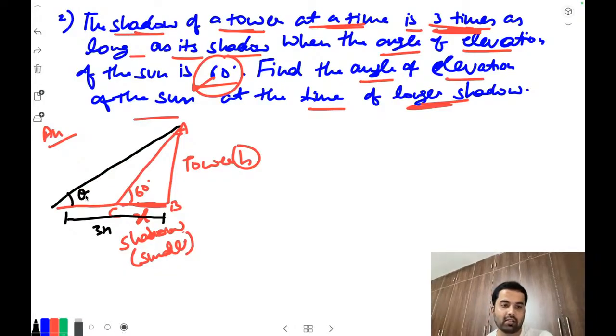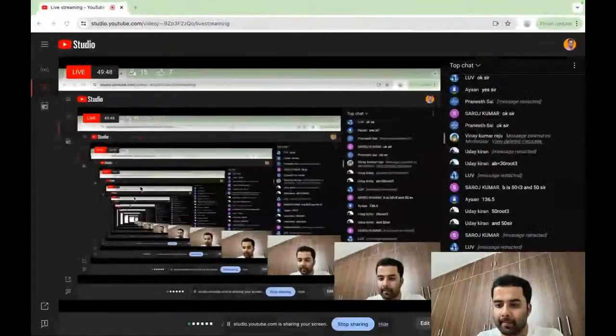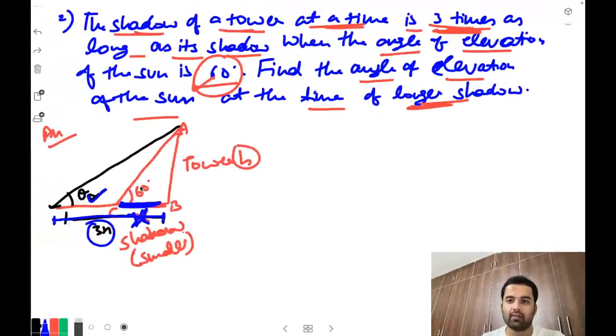So the question is asking, what is this theta, this blue color theta? What is the answer of this? X, this is a small shadow, this whole is the big shadow. Small shadow we assumed as x, big one we assumed as 3x. How to get the answer of this? First, did you understand the question part? Let me know in the comment section first.